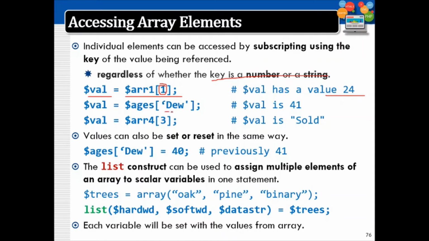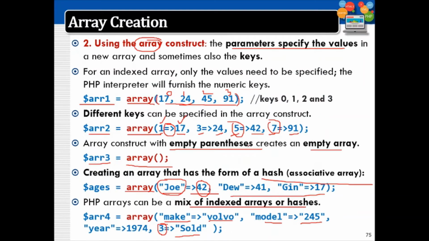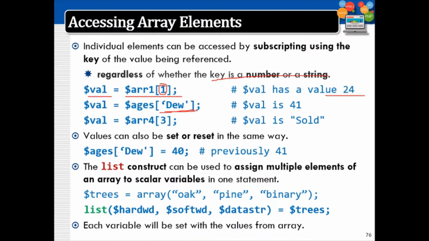Age is Dew. So Dew is one key which I have given here. So you can see here Dew 41, so the value will be 41. The key I have used here is Dew and the value retrieved is 41. Similarly, array 4, 3, the value will be salt.